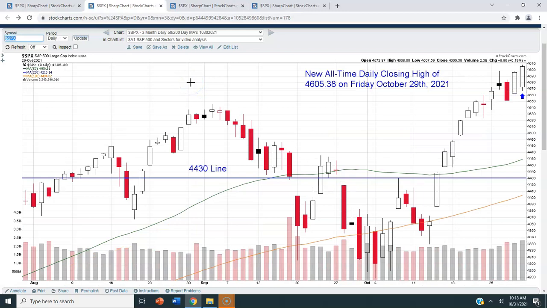The next chart that we're going to look at is a daily candlestick chart of the S&P 500. Now, this chart just focuses on the last 3 months. I do want to point out that in addition to the new all-time weekly closing high, we have a new all-time daily closing high also as of this week, and that happened on Friday the 29th. You can see that is the only candle, by the way, that has ever closed above 4,600 on the S&P 500. So we had our very first daily and, of course, weekly close above 4,600 on the S&P 500 this week.